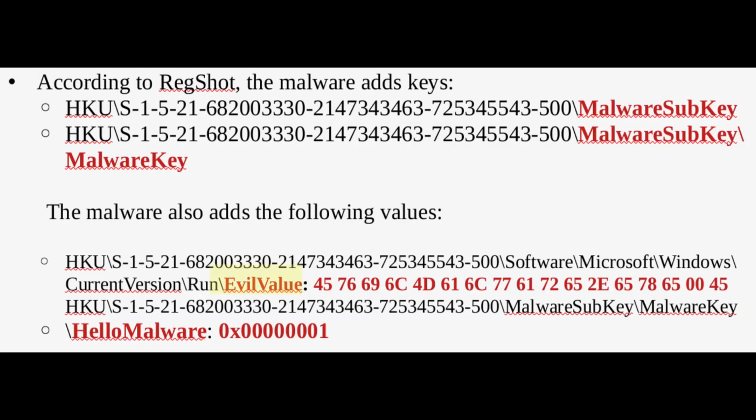To summarize, this value basically represents a command evilmalware.exe that malware adds to the Windows startup. So when Windows is rebooted, evilmalware.exe is going to be launched. The second value, called hello malware, is created underneath HKU malware subkey malware key, and it has an integer value that is set to 1. Now, we don't know exactly what those values represent yet, except the evil value, but we're going to take note of them. Also note that we can also check the Windows registry for those values to see them firsthand.